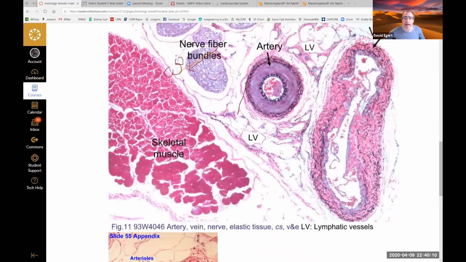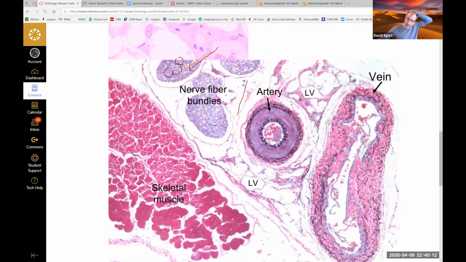And here's a classic picture of artery, vein, and nerve. This would be a totally fair question to put on an exam, a picture like this with an arrow on one of these structures, and you have to be able to tell, is that an artery or is that a vein or is that a nerve? And how do you know? How do I know that this is an artery?